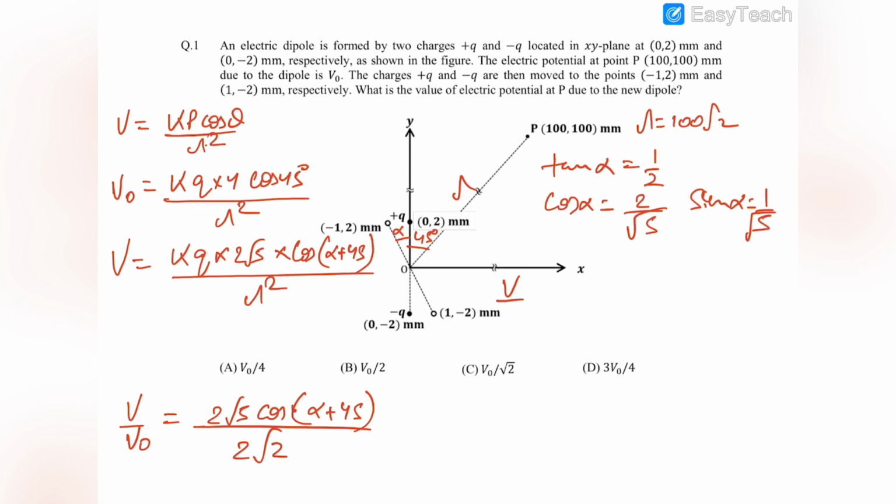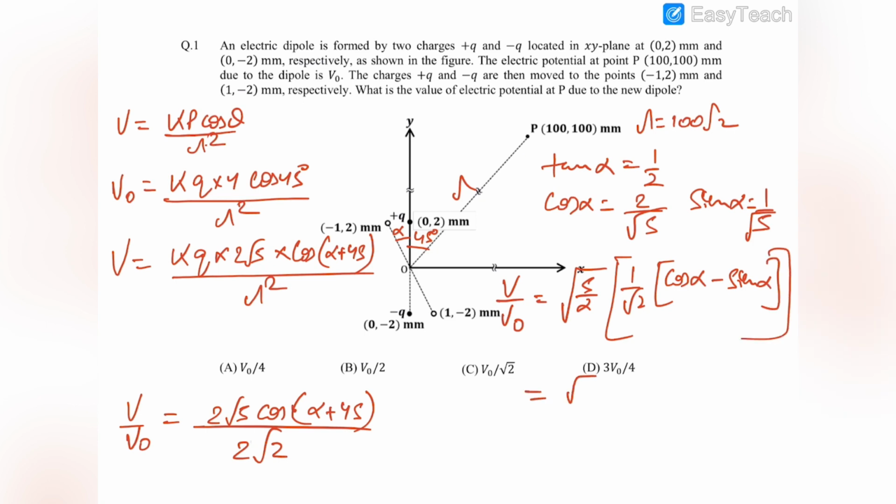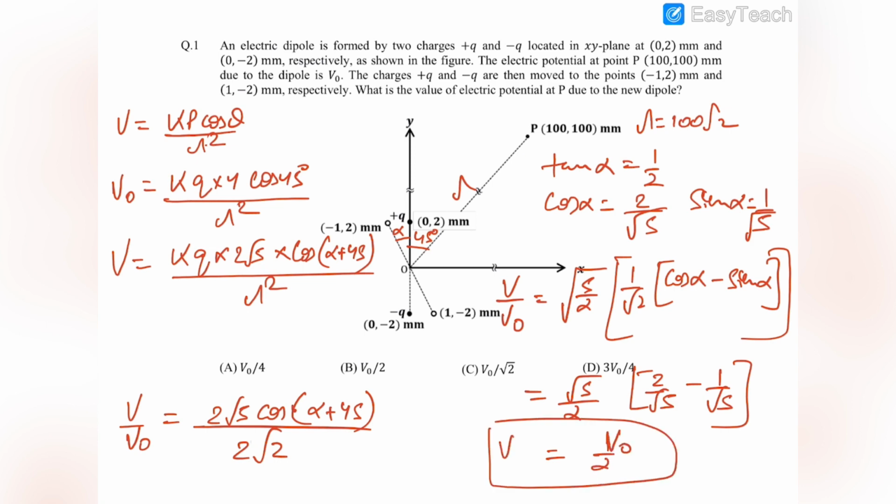So V by V0 is equal to root 5 by 2, and this is cos A cos B minus sin A sin B, so 1 by root 2 into cos alpha minus sin alpha. Okay, so this is root 5 by 2, and cos alpha is 2 by root 5, and this is 1 by root 5, so it would be 1 by 2. So V is equal to V0 by 2. So the correct answer is B. Now we move on to the next question.